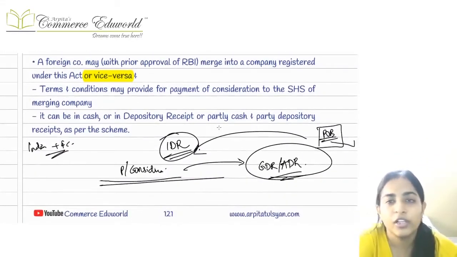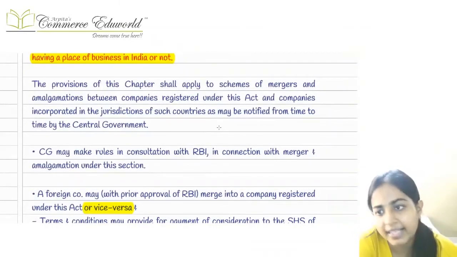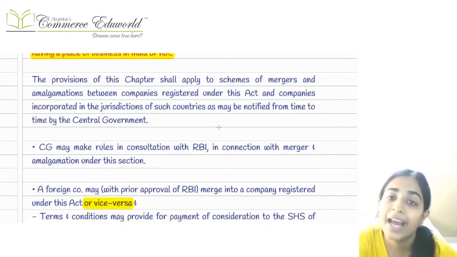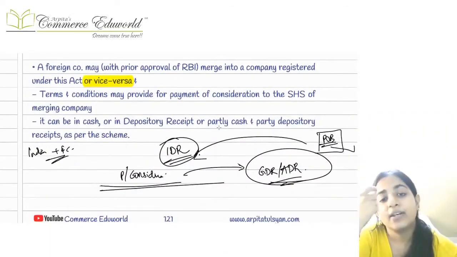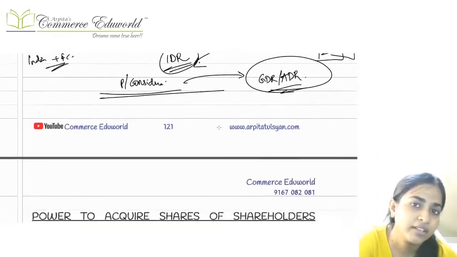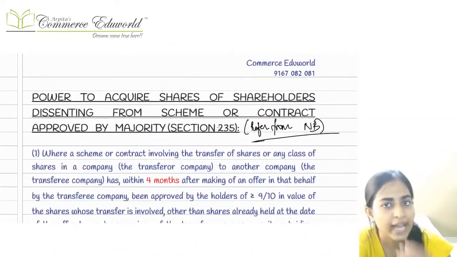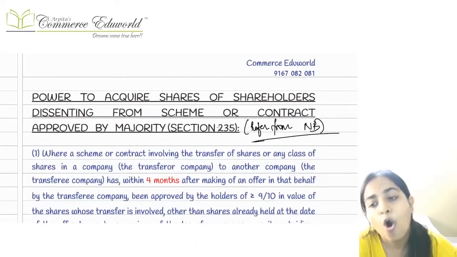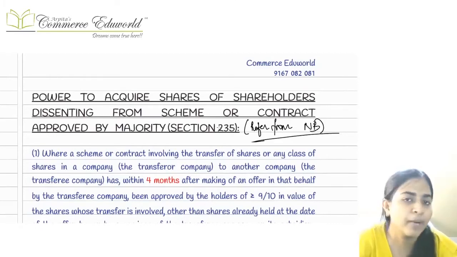First of all, CG approval must be taken. Right, CG rules must be complied. RBI approval must be taken. And then they are talking about the consideration. The consideration can be in form of cash, the consideration can be in form of depository receipts also. Okay, all the rules as specified by the central government would be applicable.